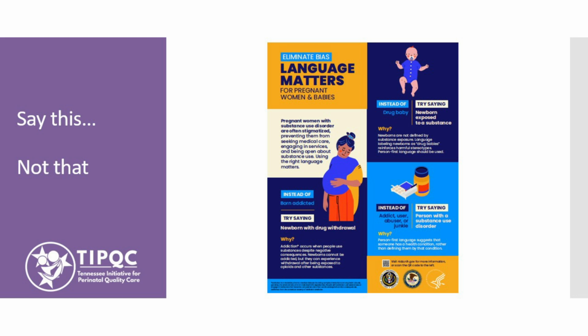You really want to use person-first language. Mom has opioid use disorder. Baby has withdrawal. Those are going to be things that you need to kind of reframe as you're talking to the family. This is a great handout that you can use that you can Google, and it's just Language Matters, and it gives you lots of very specific details about what to say and not say.